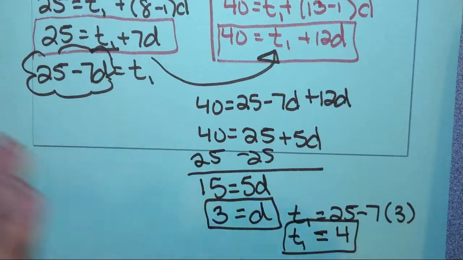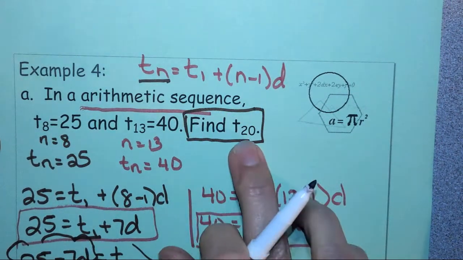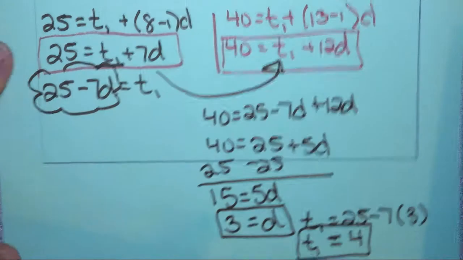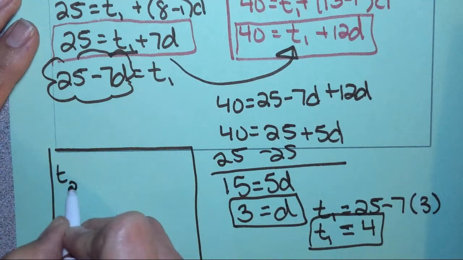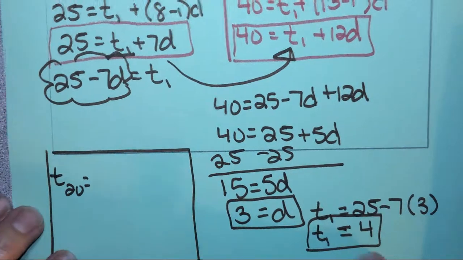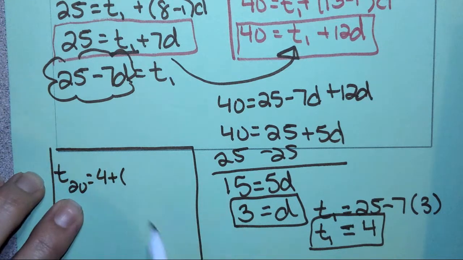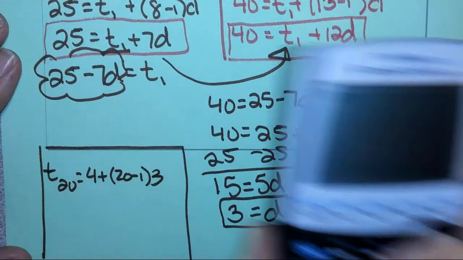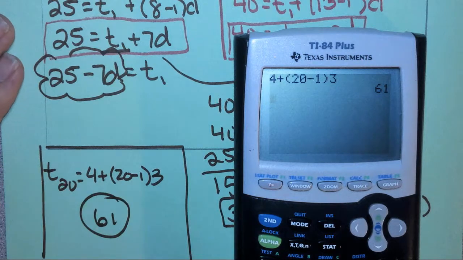All right, so we had to do all of this to answer the original question. The original question wanted me to find the 20th term. So now I'm going to go answer it. To find the 20th term, my equation says you write down your first term, which I know now, plus n minus 1, well my n is 20, and I multiply it by my d, which is 3. Then you just go type it in your calculator. So 4 plus parentheses 20 minus 1 times 3. We find out that my answer is 61.